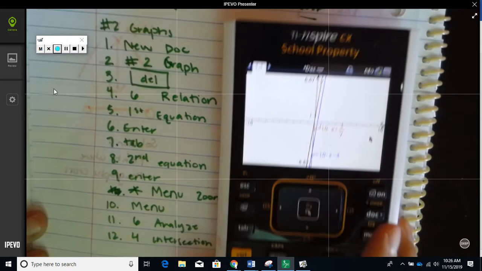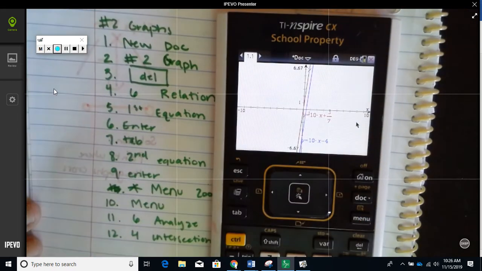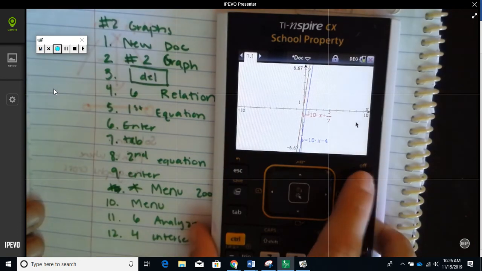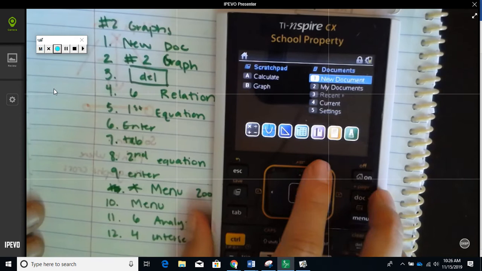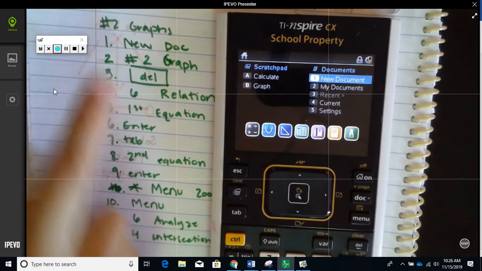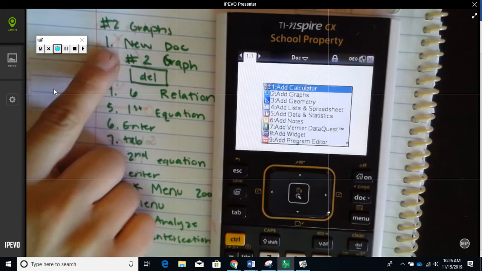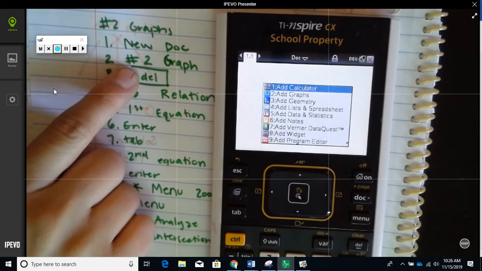If you're watching this video and you have not watched video part 1, page 54, you need to go watch that video first. You're going to press the house button, the little home button. You're going to go to new document. No, we do not save. Then you're going to go to number 2, graphs.